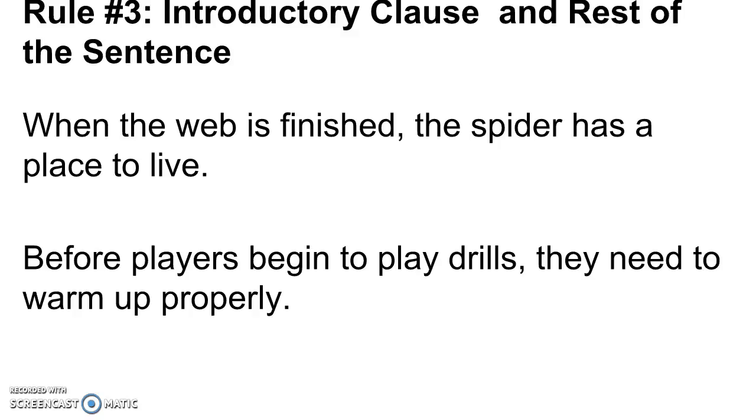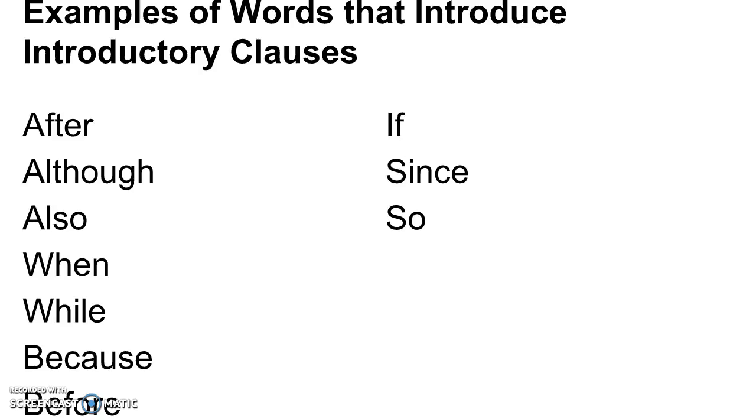If you remember, we learned about the acronym of AWABIS. AWABISes were examples of trigger words. Trigger words were words that let us know that we were introducing an introductory clause. These were examples of our trigger words: after, although, also, when, while, because, before, if, since, so. But we talked about how there could be other trigger words that aren't just AWABISes.